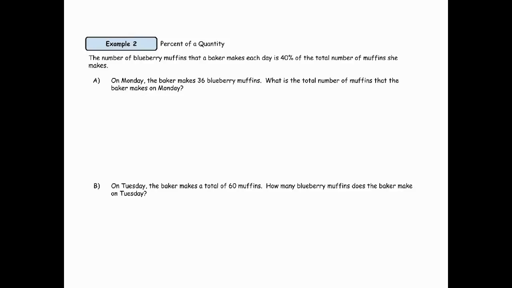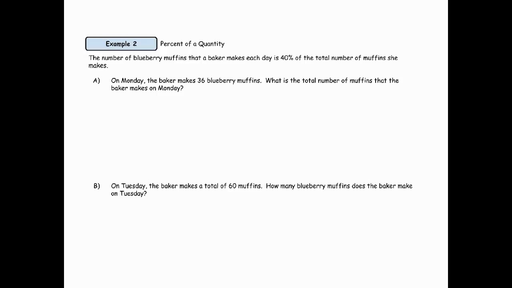Example 2. The number of blueberry muffins that a baker makes each day is 40% of the total number of muffins she makes. So what that means is the blueberry muffins are just one type of muffin that the baker makes each day. It's just 40% of the total muffins that she makes. Part A. On Monday, the baker makes 36 blueberry muffins. What is the total number of muffins that the baker makes on Monday?